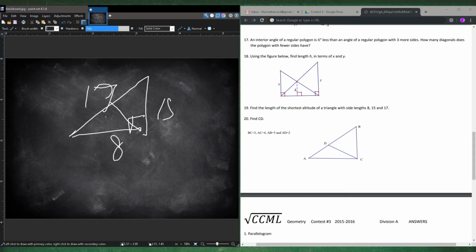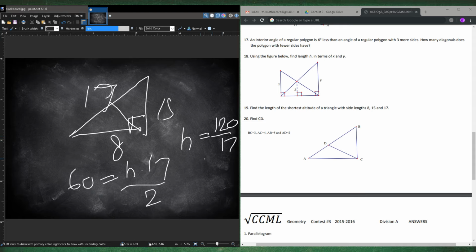The area is 8 times 15 divided by 2, which is 60, the area of this entire triangle. So the height times the base, which is 17, divided by 2 is the area. So the height is equal to 120 divided by 17. That's a decimal of about 7-ish, which is smaller than 8. So the smallest height is just 120 divided by 17.